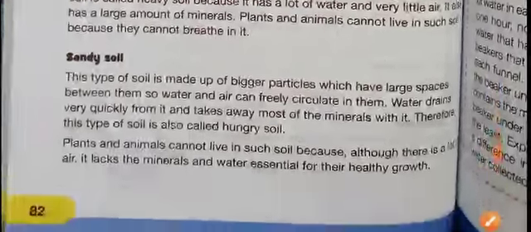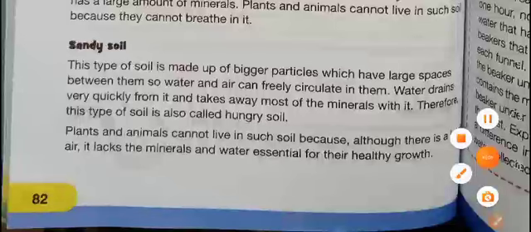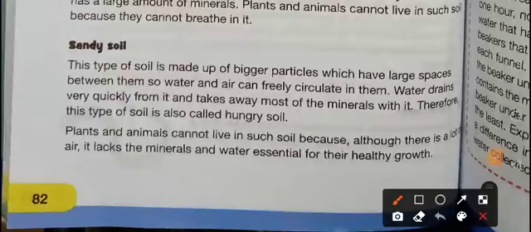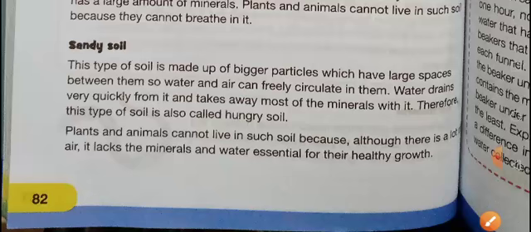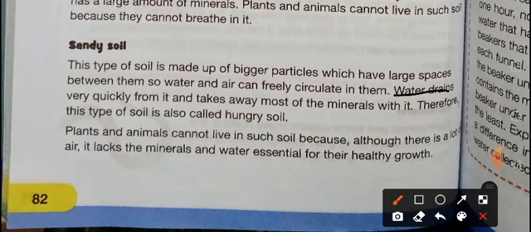The second type of soil is sandy soil. Sandy soil has bigger particles. These types of particles have very large spaces. For example, look at this. I'm making the particles. You see there are large spaces between them. And in these spaces there is air or water and they can move freely. Water drains very quickly from it. Drains means to flow out. Water does not stay inside it. Water flows out of it immediately.